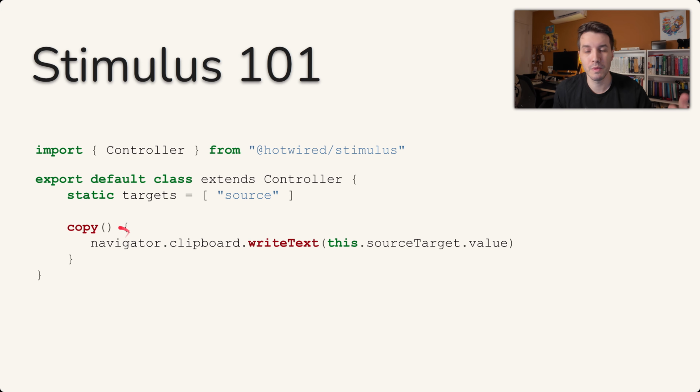When this action is invoked, we are getting the value of the source target. This is the syntax that we can use to interact with a target. It's the name of the target suffixed by the word target. If we have multiple targets, we can bind multiple targets to the same target name. We can use the plural of that and it will return an array for us. But the idea is we can get the value of the source target, which is the input, and we will write that to the navigator's clipboard. So this is the behavior that we want.